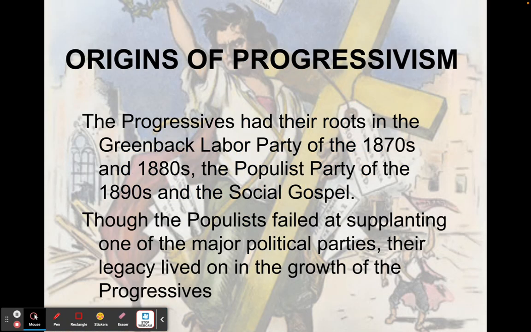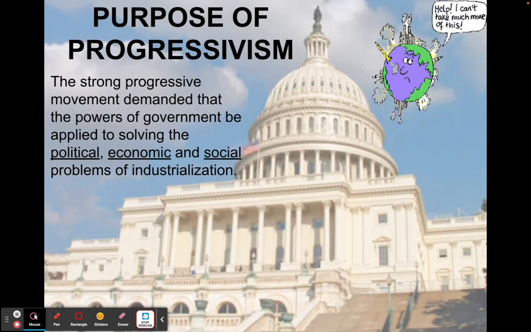So the origins of progressivism. The progressives had their roots in some early political parties like the Labor Party and the Populist Party. The Populist Party failed at becoming one of the major political parties, but the changes that many populists were seeking at this time lived on in the rise of progressives. When you think of that word progress, right, progress means moving forward. So the progressives wanted to move life forward.